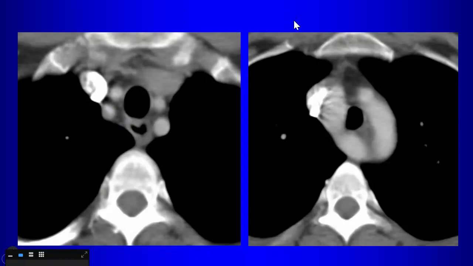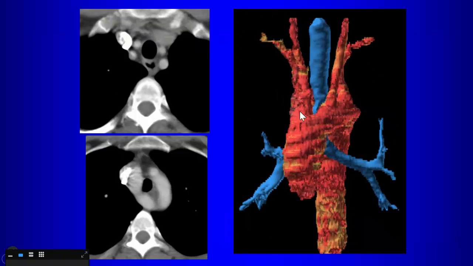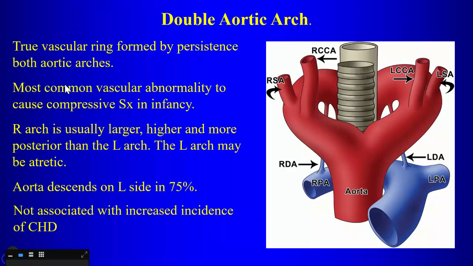So this is persistence. This is double aortic arch, right? And this true vascular ring here causes narrowing of the trachea, and this can cause obstructive symptoms in infancy. So no interruption, there's just the persistence of the double arch. The most common vascular abnormality to cause compressive symptoms in infancy is the double aortic arch.